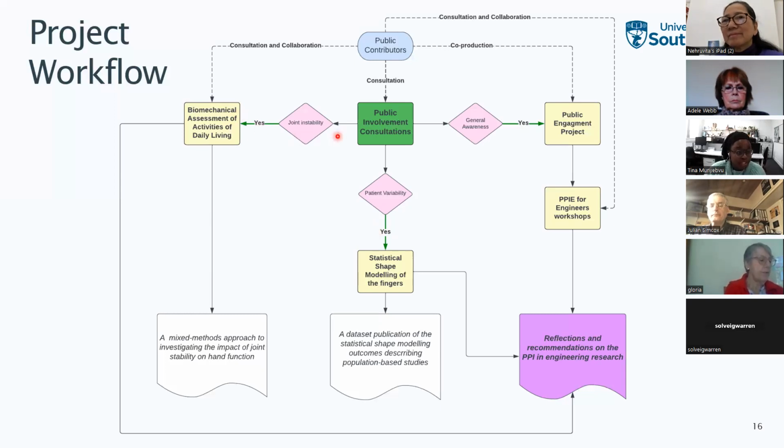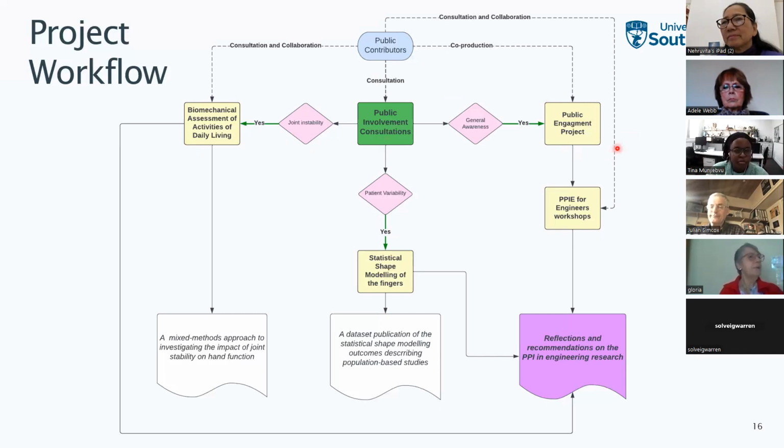We also talked about joint instability, and that's something we're working on now. Can we design a study which can help assess the performance of activities of daily living, but how does joint instability impact that? And obviously the general awareness, we've done a public engagement project in which we've tried to engage not only the public, but the university and then a wider group of researchers as well. So hopefully what you can see is that although we started with the consultations, we've kind of branched out, and now it's a lot more co-productive and collaborative.